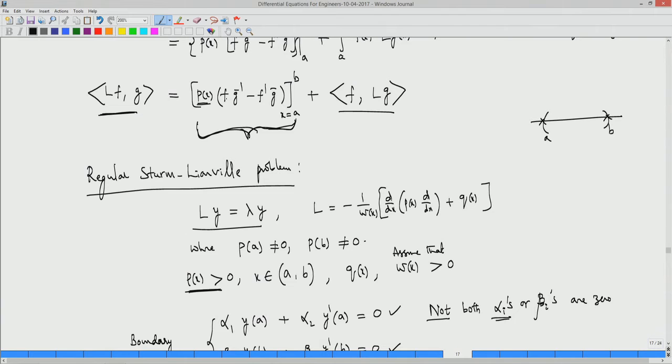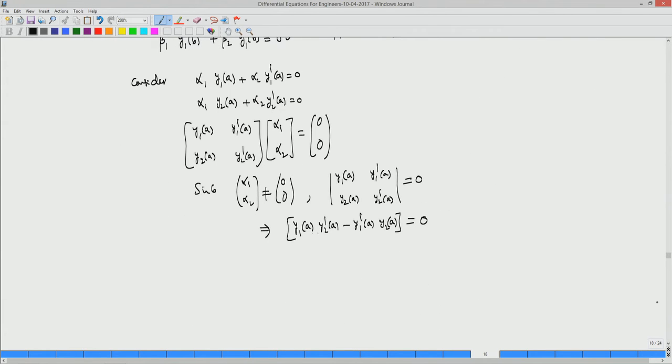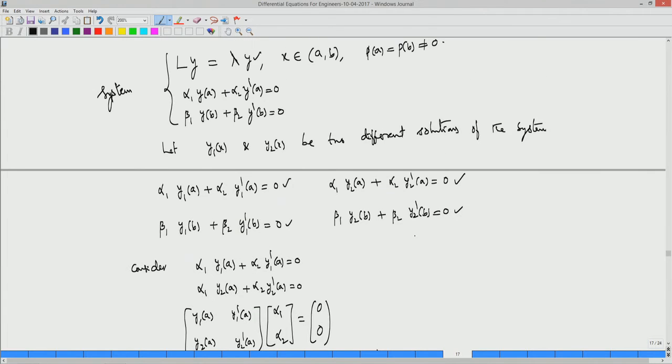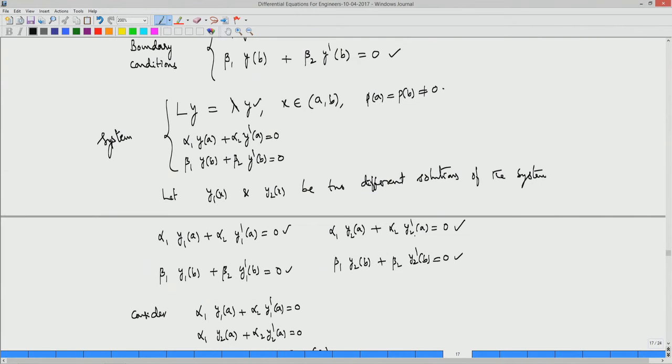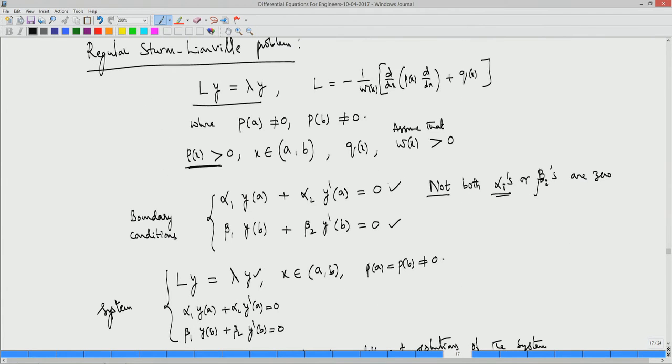If you take f as y1, g as y2, you can see that if y2 is a solution, y2 bar is also a solution, because it is a homogeneous equation. So lambda is always real. Once you make this problem, alpha i's and beta i's are real. So if you take y1 as one solution, y2 is also another solution, and y2 bar is also a solution corresponding to some lambda bar.